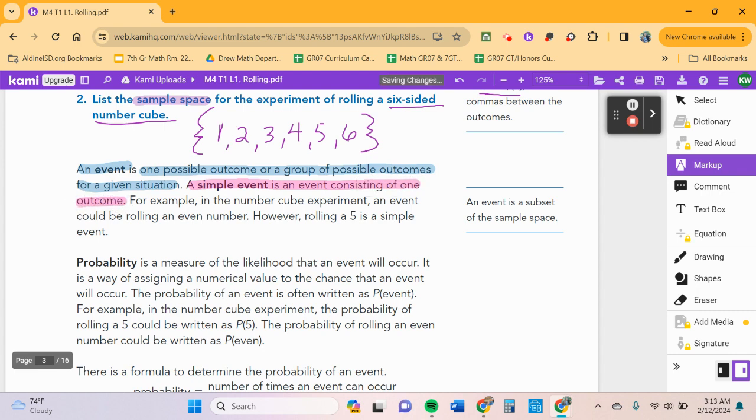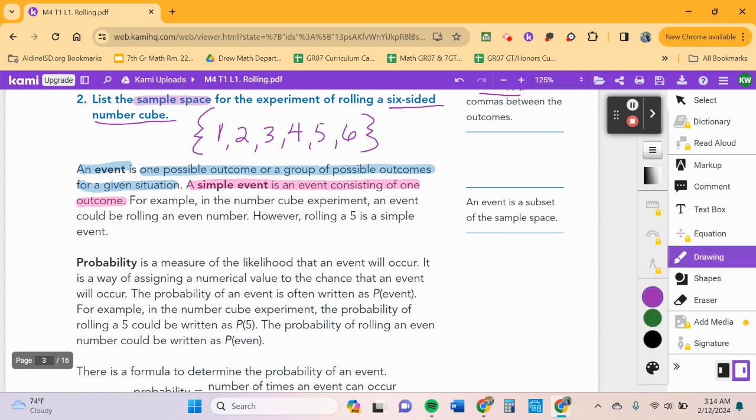For example, and I'll explain this a little bit more, and also you'll get to practice putting into practice each of these vocabulary words. So, for example, in the number cube experiment, an event could be rolling an even number. Let me highlight that in blue. Let me underline it in blue.